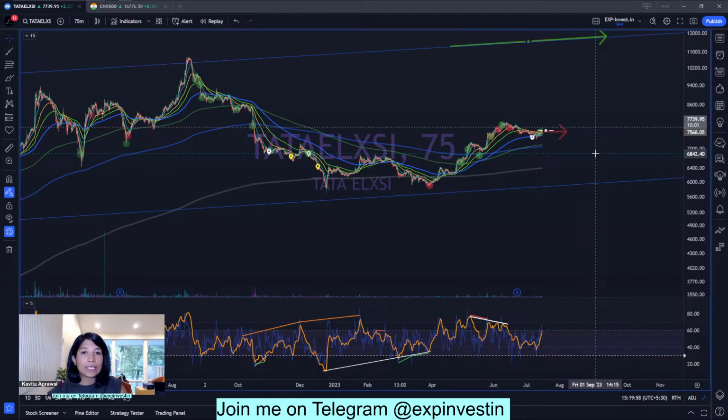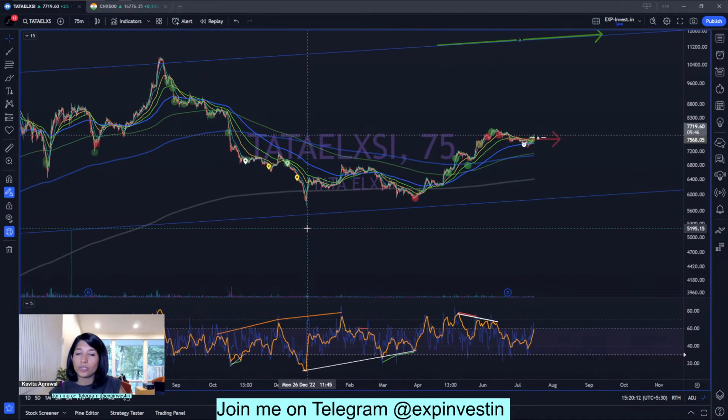But I think Tata Elxsi is a very, very good stock, and the correction that it gave in the last few months, in the last 1 year, was a very good time to pick up this stock for your long-term portfolios. That is what I have done, and that is what I would suggest you to do. It is still not too late.